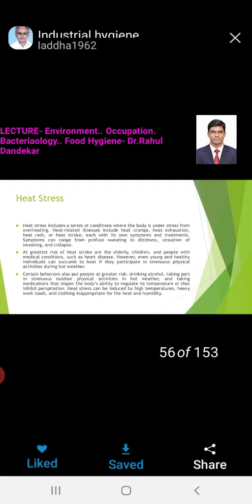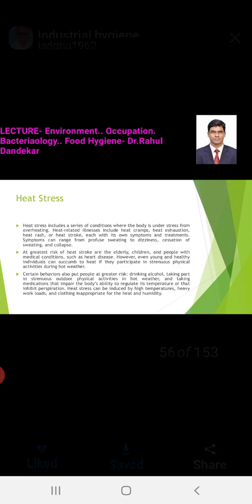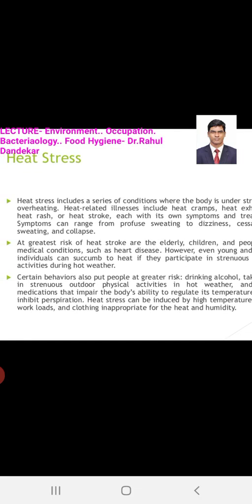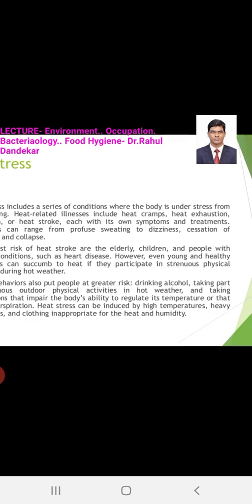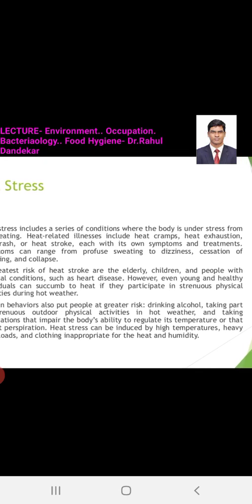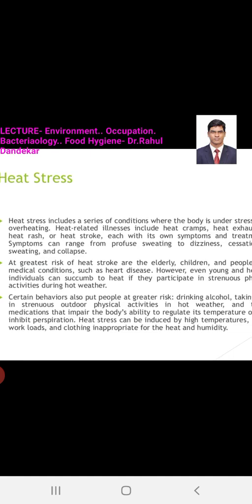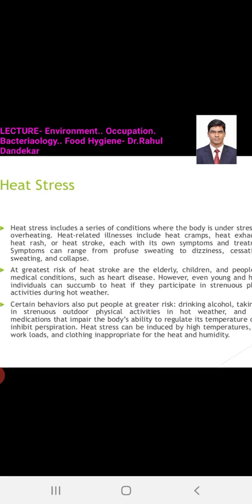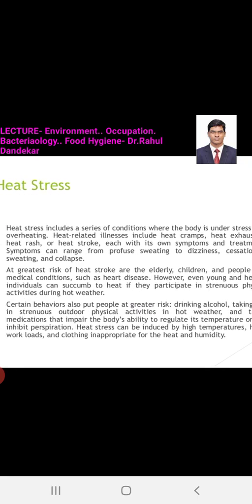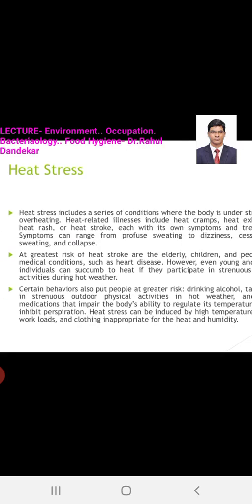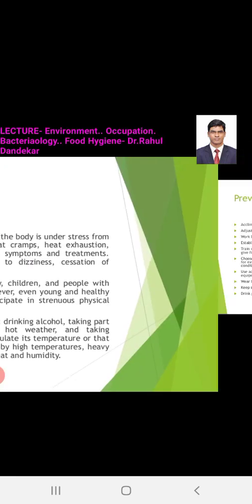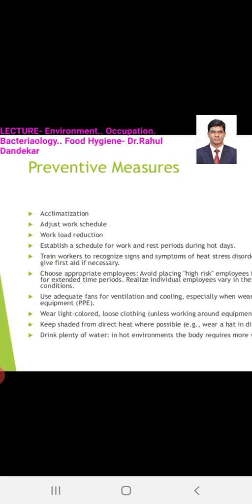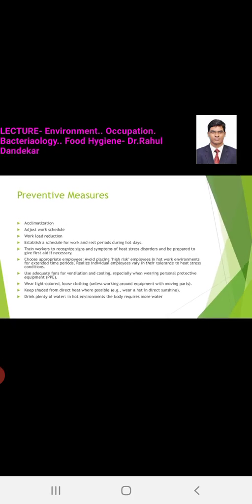Exposure standards. Heat stress is also an occupational problem. Heat stress includes a series of conditions where the body is under stress from overheating. Heat related illnesses include heat cramps, heat exhaustion, heat rash, heat stroke, each with its own symptoms and treatments. Symptoms can range from profuse sweating to dizziness, and in severe cases collapse. Preventive measures are acclimatization, workplace schedule, workload, and other things.